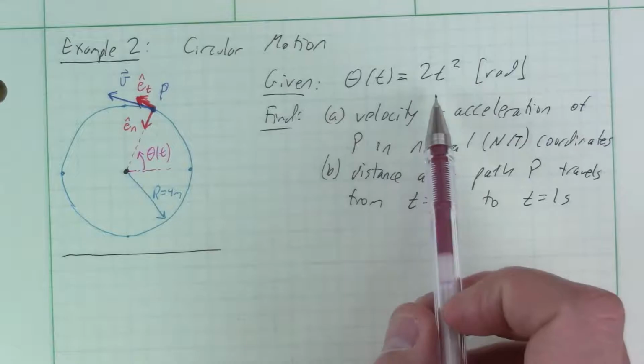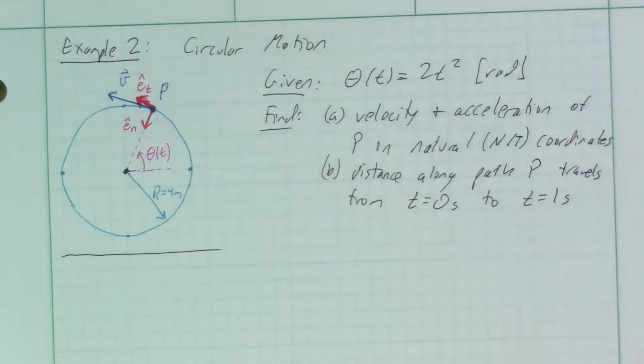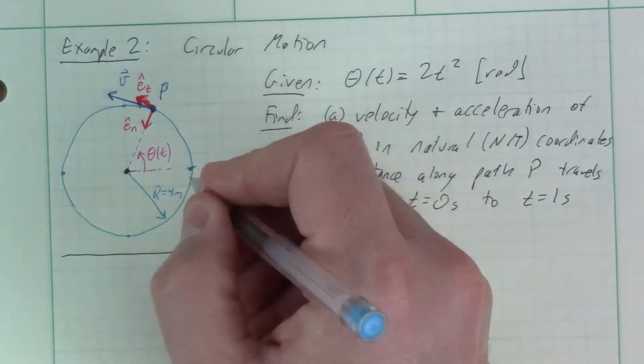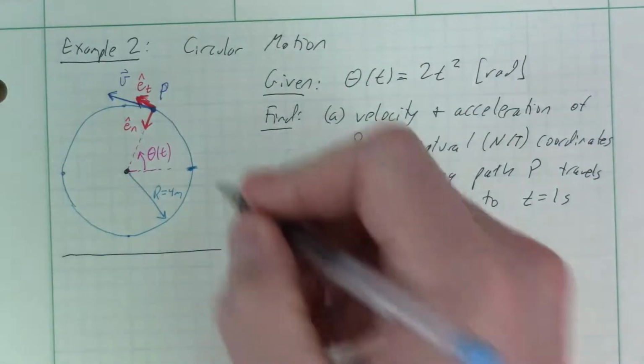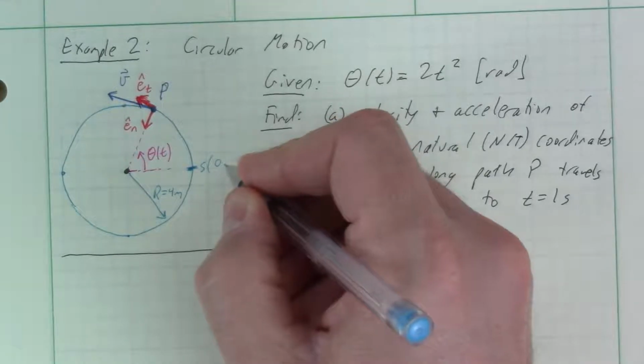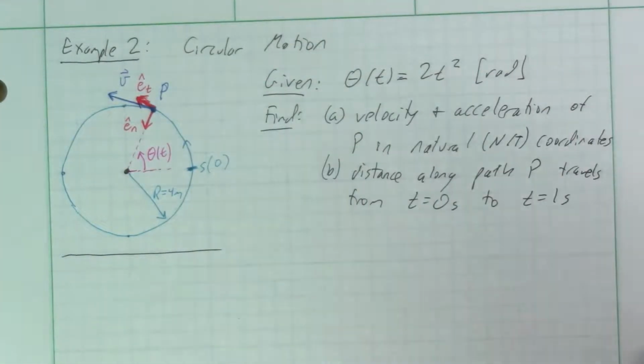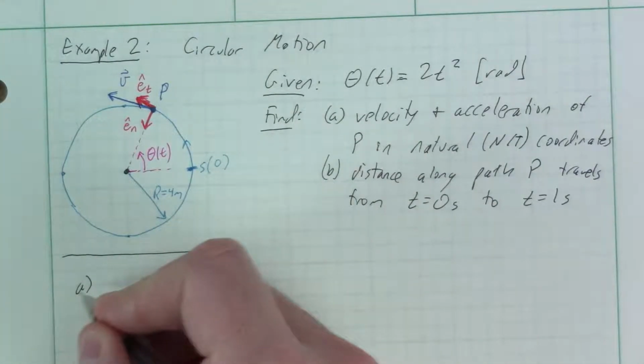Noting here that at time 0 our theta is 0. So if we plug in time 0, theta is 0, so this is our s at time 0, right there, and then it starts heading off that way. We want to know basically how far along the circle it gets in 1 second.